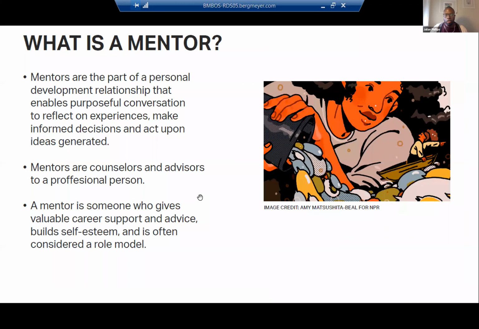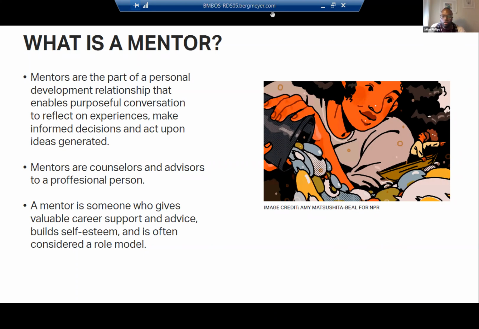But today I wanted to take a moment to define what a mentor is based on some research that I did. Mentors are part of a personal development relationship that enables purposeful conversation to reflect on experiences and take informed decisions and act upon ideas generated. There's an image on the right.